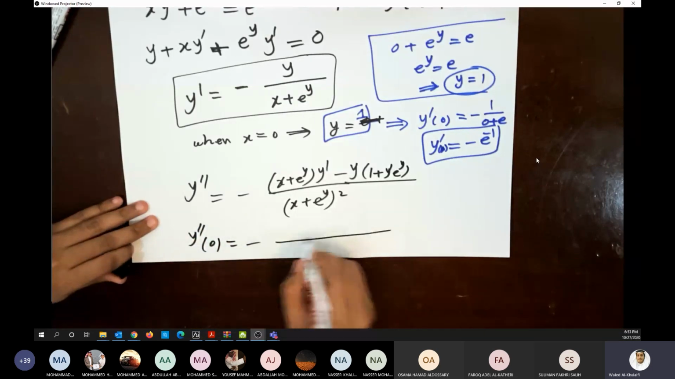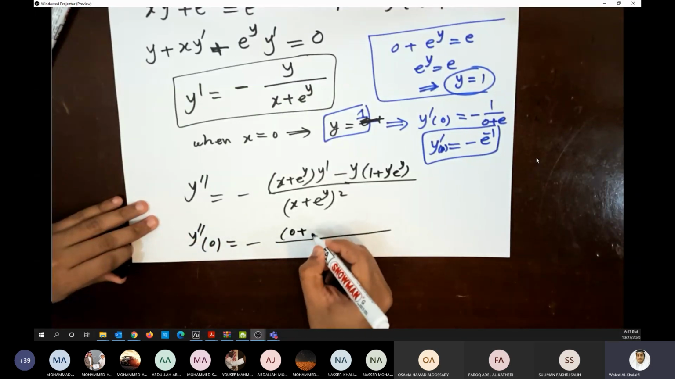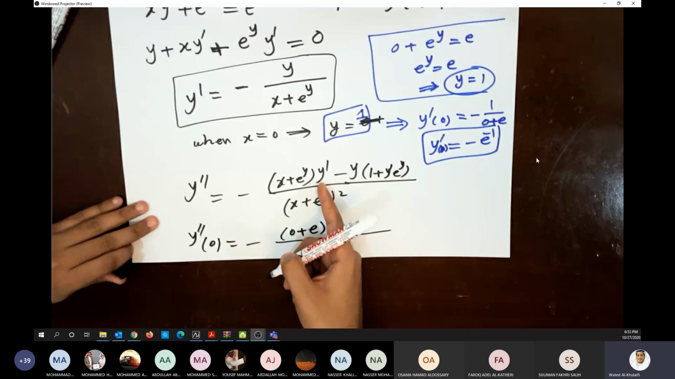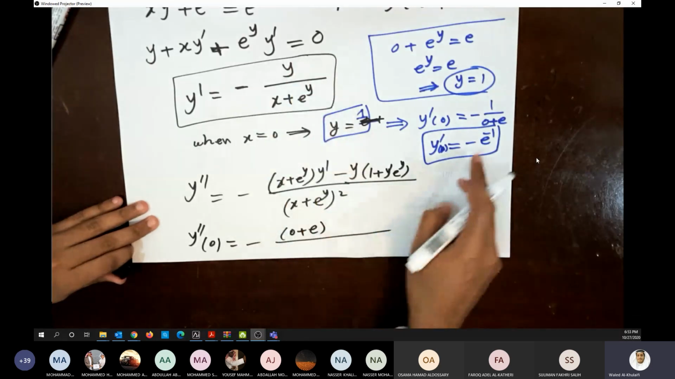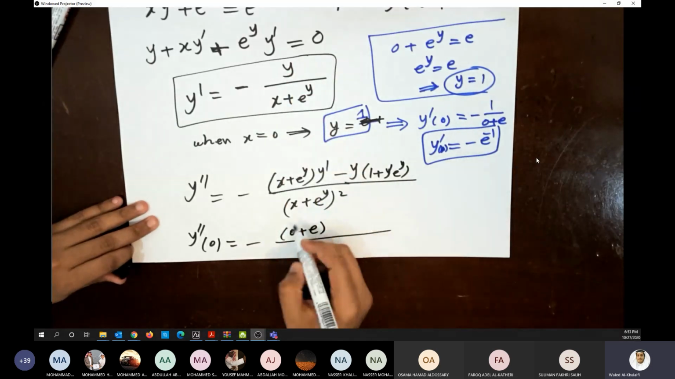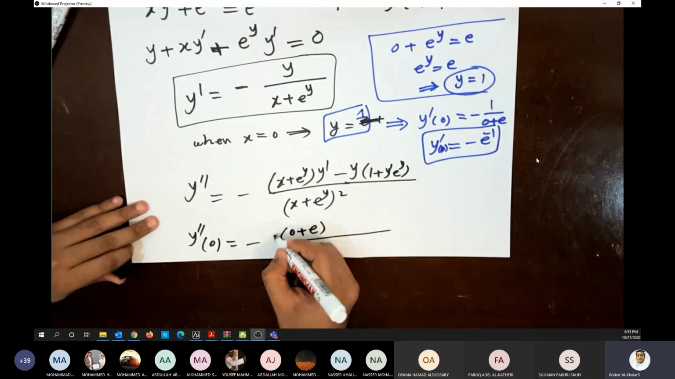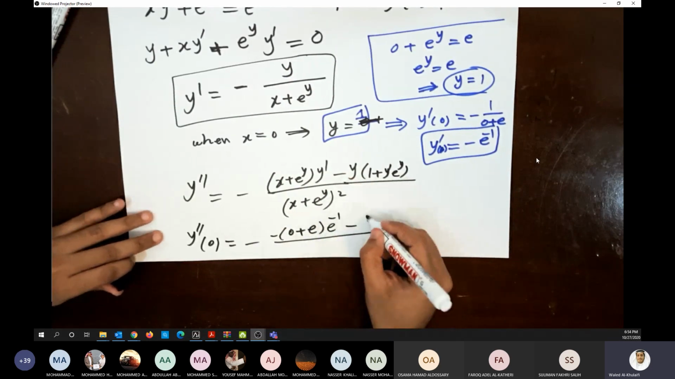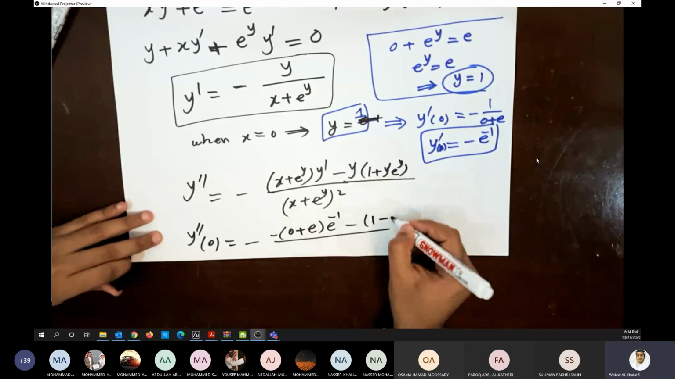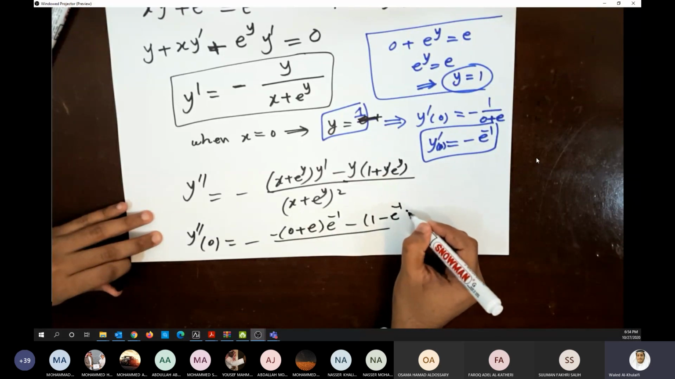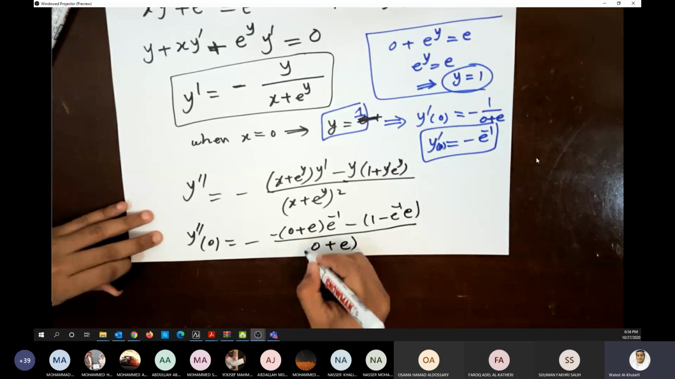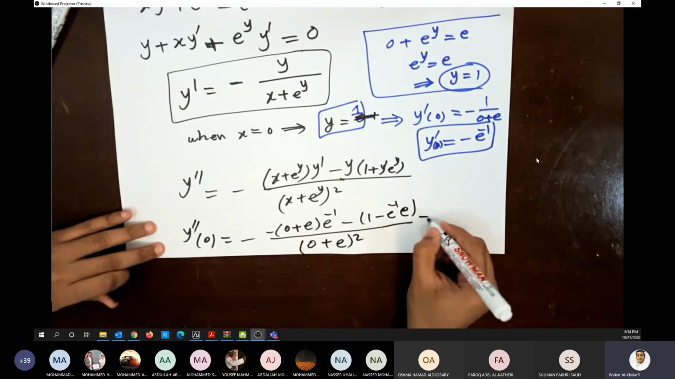Okay, substitute here, so you have 0 plus e, because y is equal to 1, which is e times y prime. You see, now it's up to you. You want to bring this guy here or just substitute by this one. So you can say here negative e, negative 1 minus y, which is 1, minus here you have e minus 1 and ey, which is e, over 0 plus e squared. Okay, and you will get the answer.